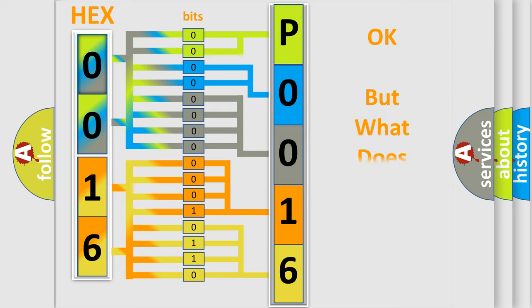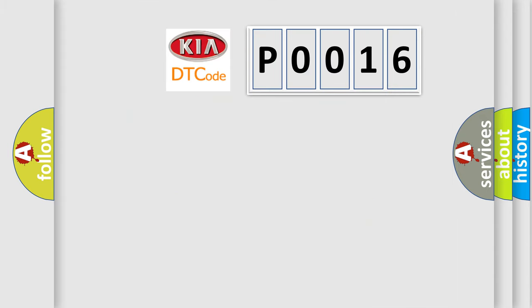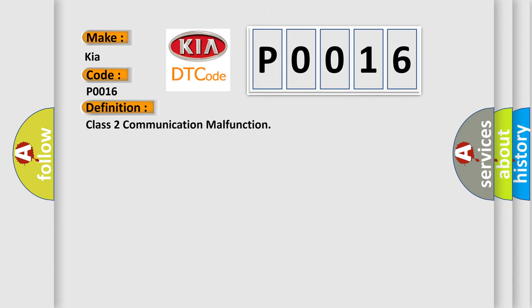The number itself does not make sense to us if we cannot assign information to what it actually expresses. So, what does the diagnostic trouble code P0016 interpret specifically for Kia car manufacturers? The basic definition is class 2 communication malfunction. And now this is a short description of this DTC code.